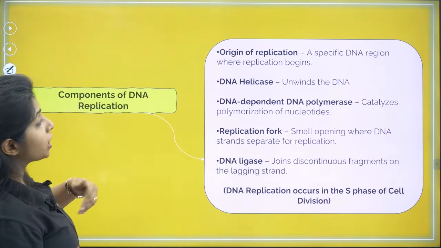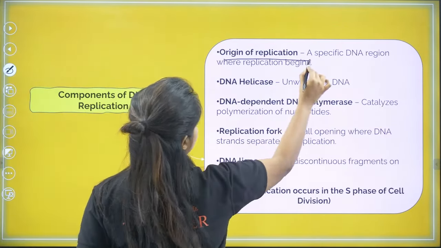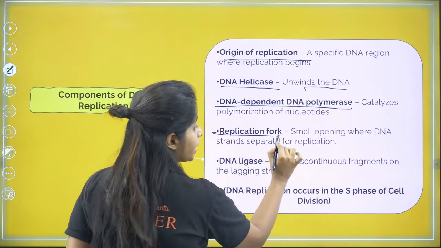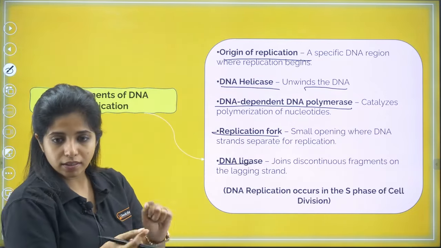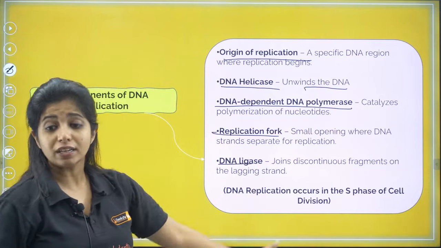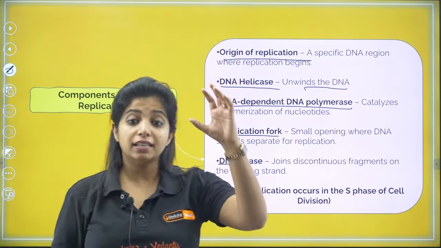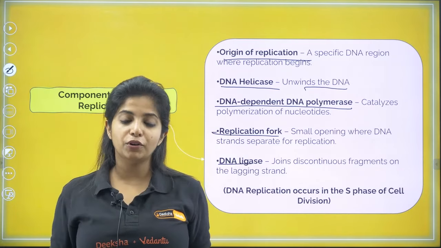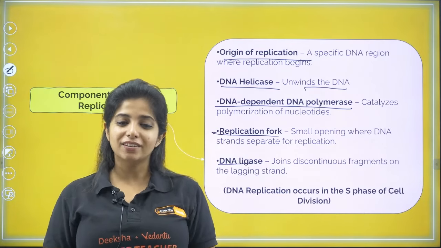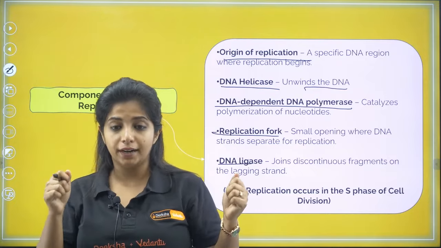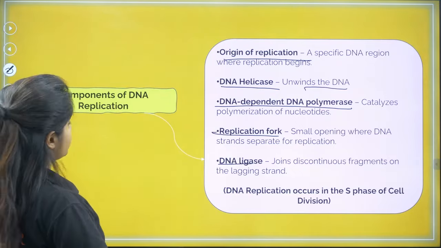Now going ahead, what other components do we need? Origin of replication, DNA helicase that unwinds the DNA, DNA dependent DNA polymerases, replication fork, and DNA ligase that joins things. DNA replication occurs in the S phase of cell division. Remember, in the 11th grade you studied the M phase where mitosis and meiosis happen. In the S phase, the synthesis phase, the DNA gets replicated.